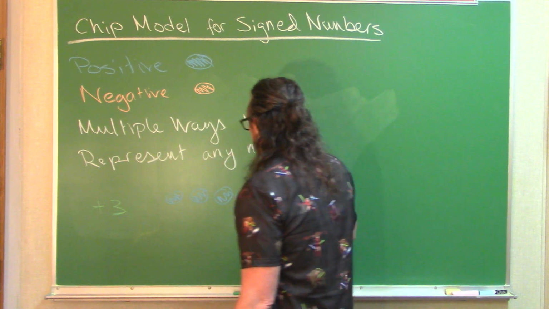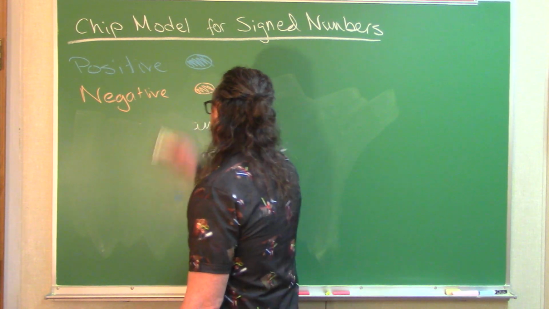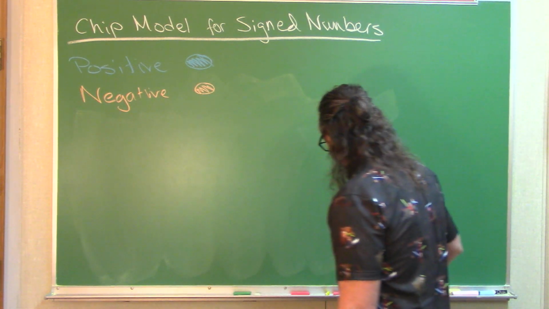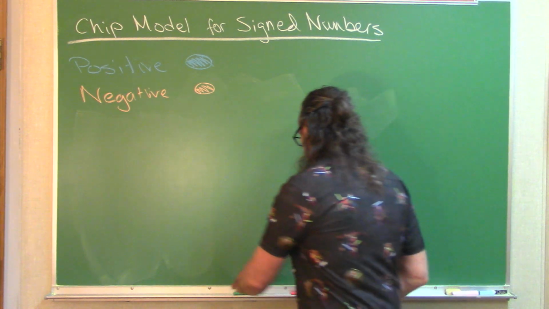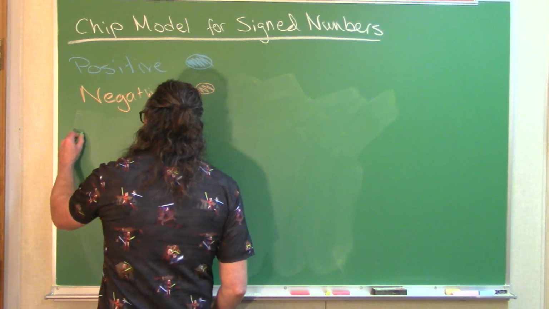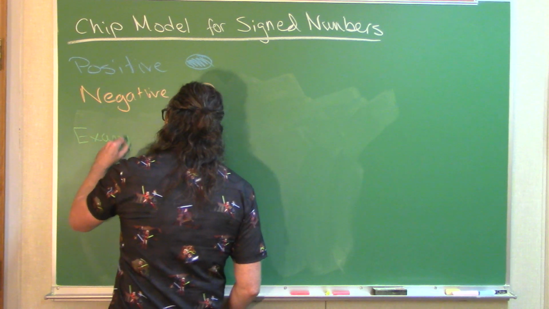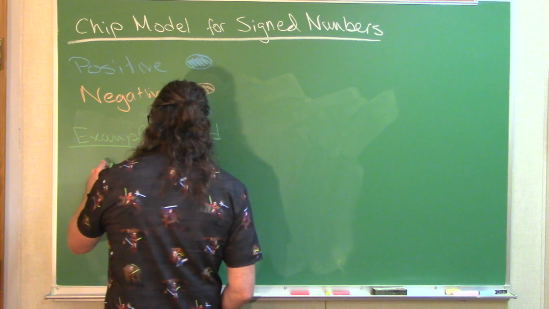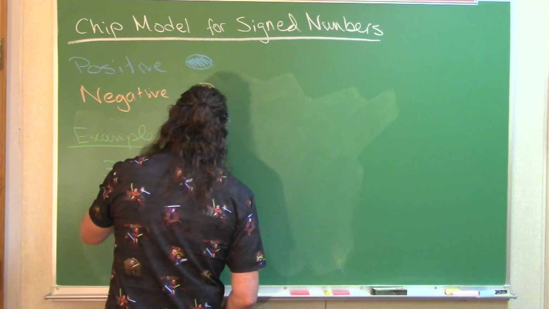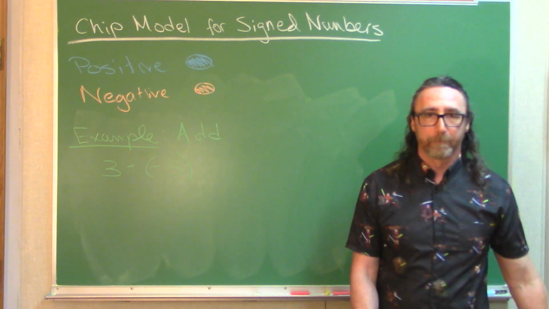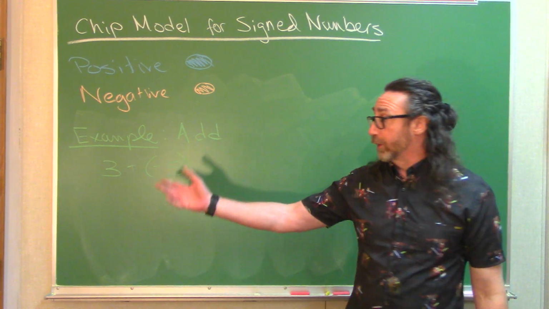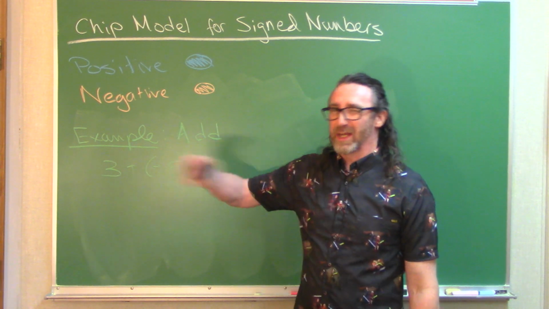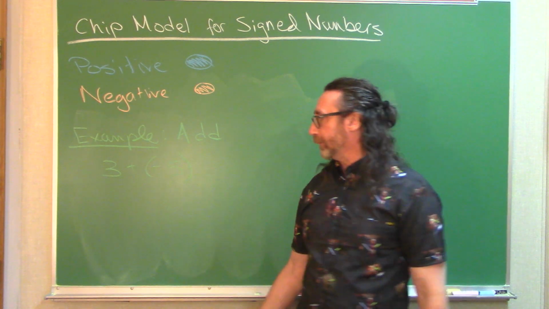So, when we are adding signed numbers, let's do a quick example of adding signed numbers with the chip model. And let's do something like 3 plus negative 5. Now we discussed in an earlier video that this would work out to be negative 2. Okay, and I just kind of told you that and hoped that you believed me.